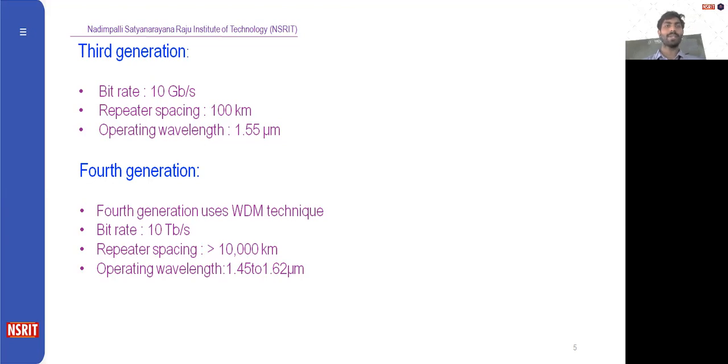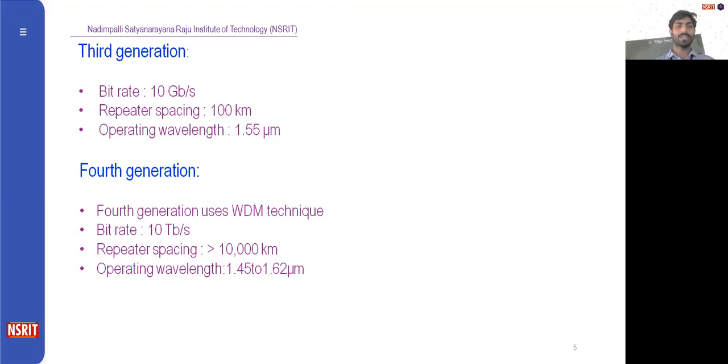That is, it became 10 Gbps when compared to the second generation. Repeater spacing became double. That is, in second generation, we used each repeater at a distance of 50 kilometers. Here we are using each repeater at a spacing of 100 kilometers. That means we are reducing our repeaters. And coming to operating wavelength, we are using a wavelength of 1.55 micrometers.